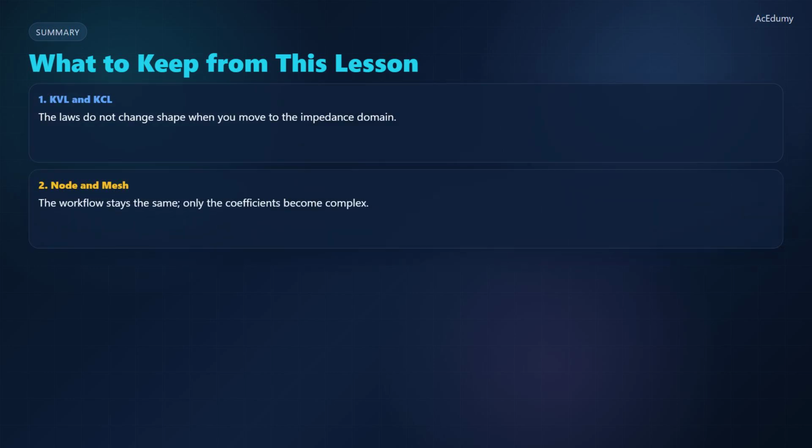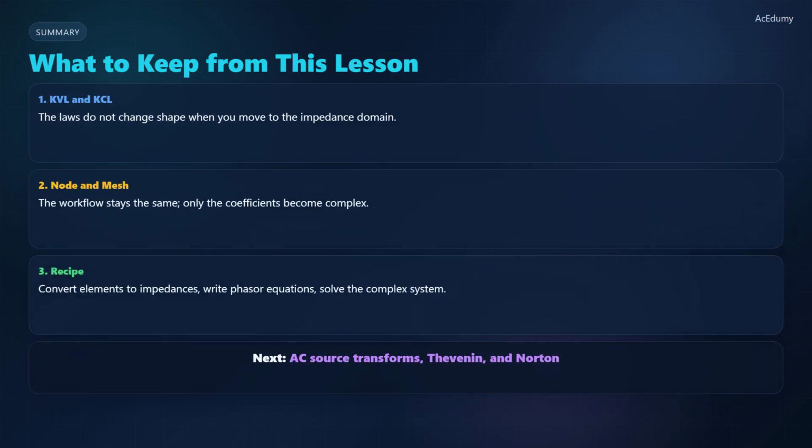So AC node and mesh analysis are not new laws. They are the same Kirchhoff laws in the impedance domain. In the next lesson, we will use this viewpoint for AC source transforms, Thevenin equivalence, and Norton equivalence.